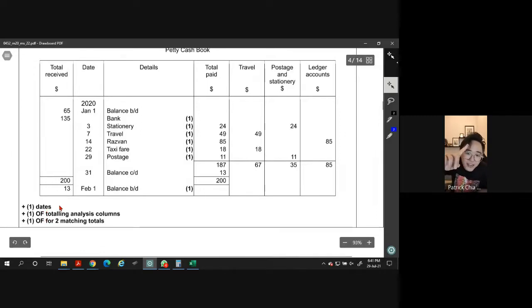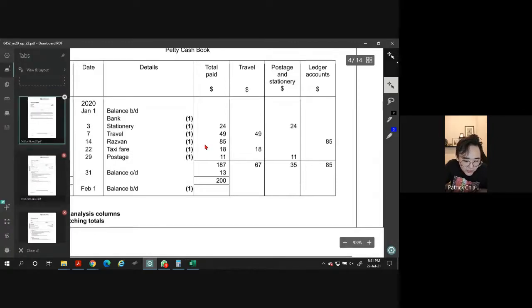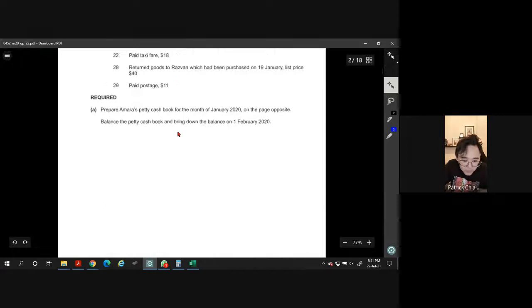So 1 mark for dates. How do you know if you need to restore? The question will tell you whether you need to restore or not. They will definitely tell you. If they don't say, like for this question they didn't say, that's why you don't need. Okay. You can look at the question again. Let's look at the question. Did they say to restore or not?